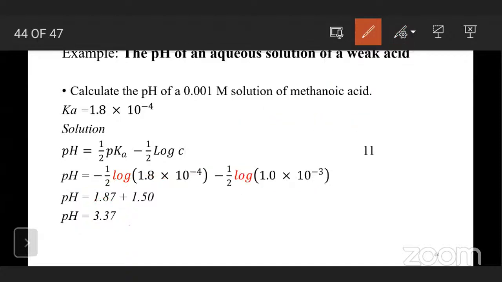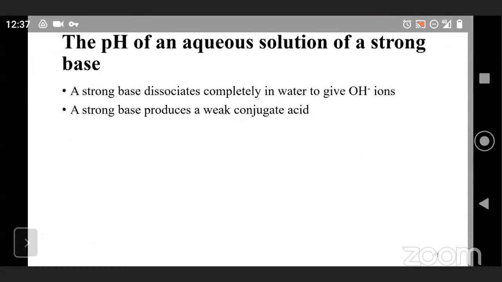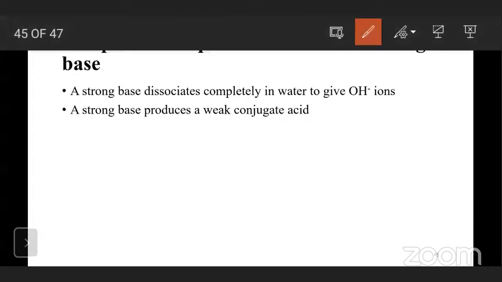All right. So that is how you get 3.37 as the pH of the solution. Let's move on. The pH of an aqueous solution of a strong base. We have already said that a strong base dissociates completely in solution, and according to Arrhenius' definition, it gives hydroxide ions in solution. So a strong base produces a weak conjugate acid if you're considering it from the view of Bronsted and Lowry.